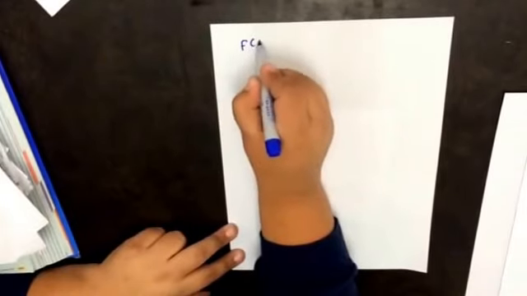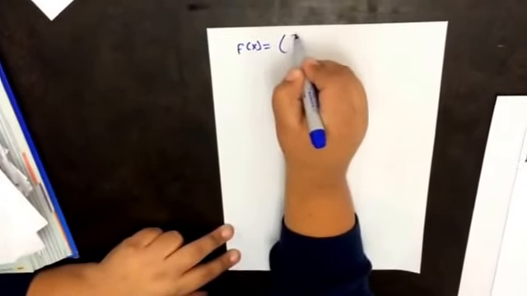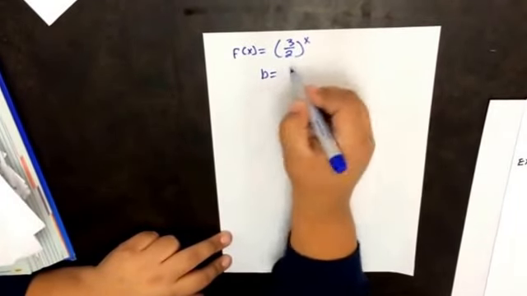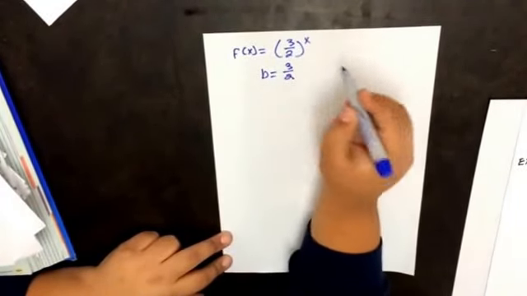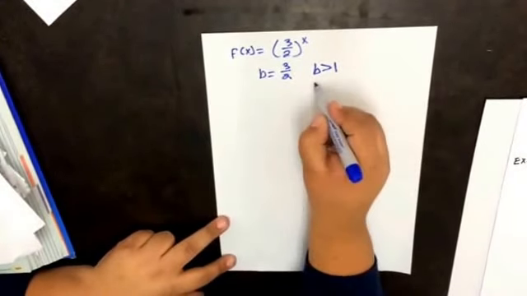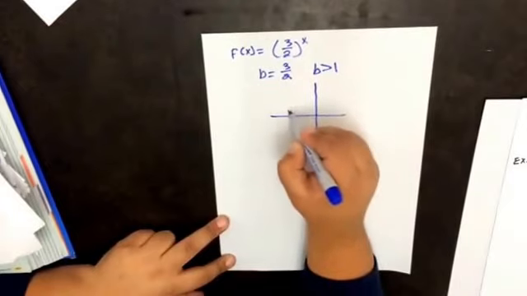So we have f of x equals 3 over 2 to the x. b is 3 over 2. So then b is greater than 1. Then it's going to be an exponential growth. It's going to look something like this.